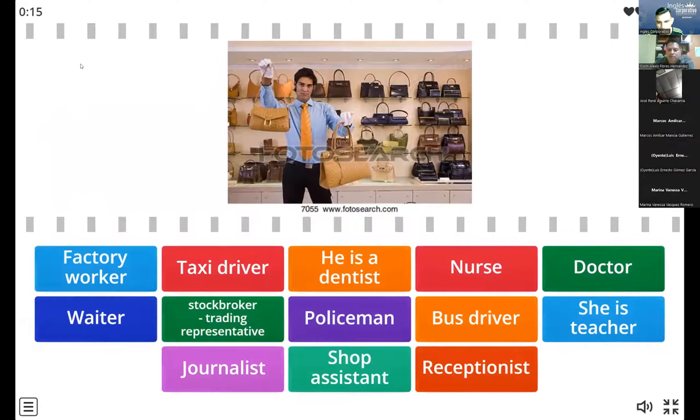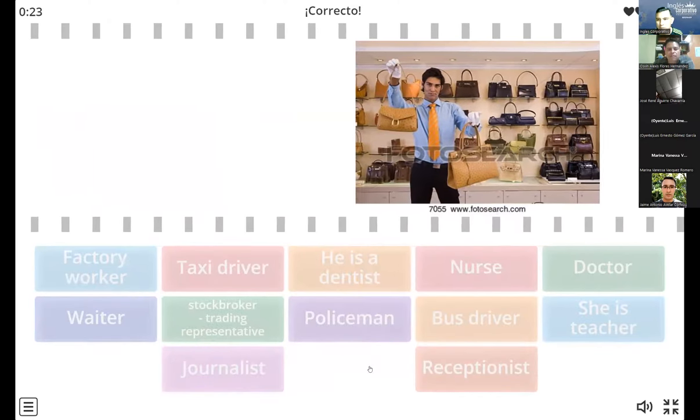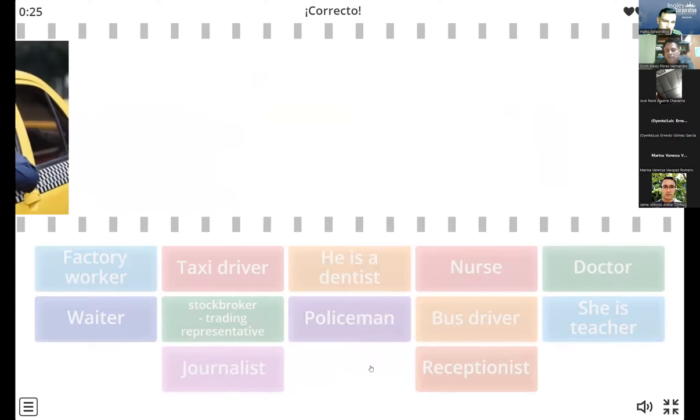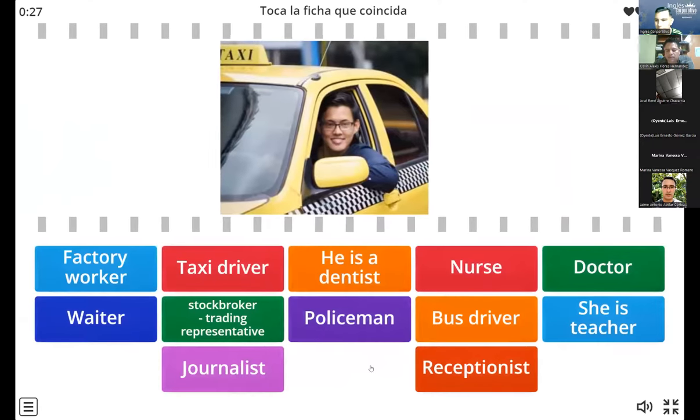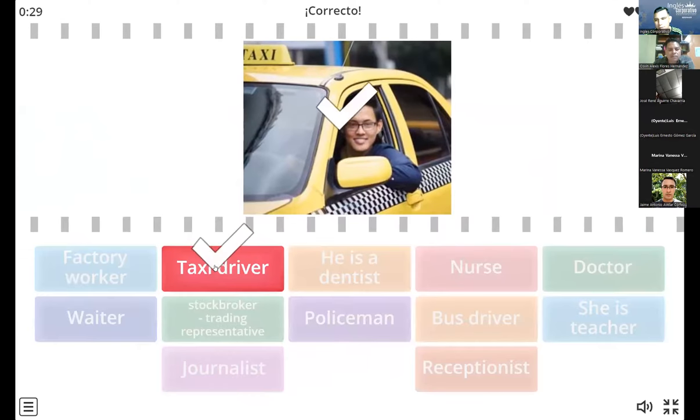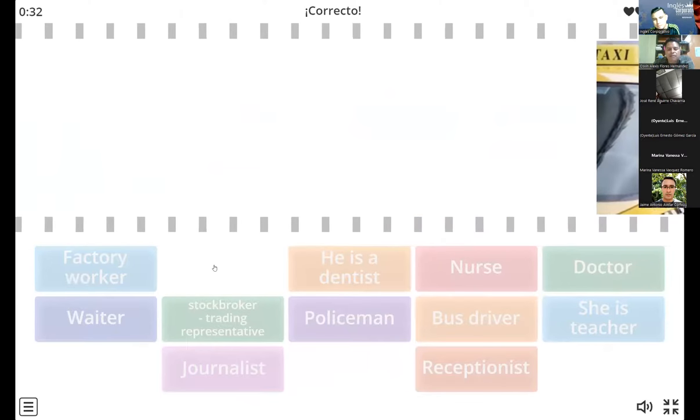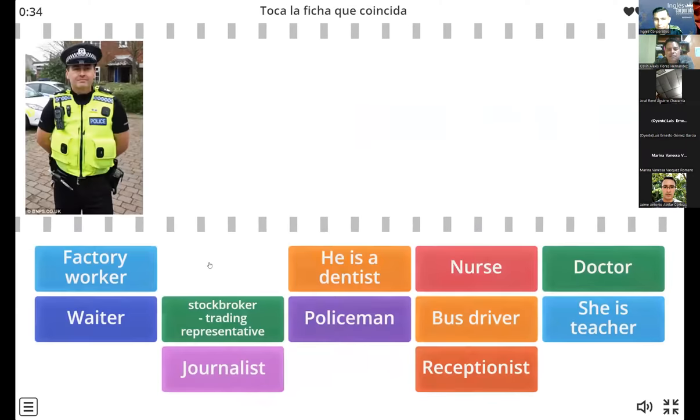Policeman. Shop assistant. Excellent. All right. How about him? Taxi driver. Driver. Or cab.